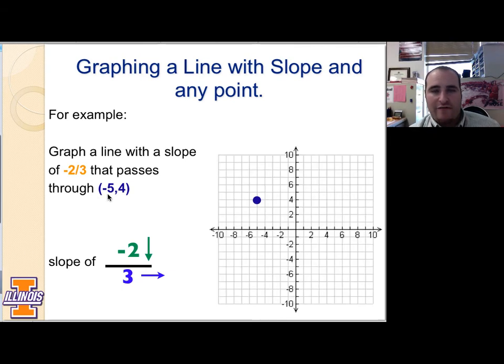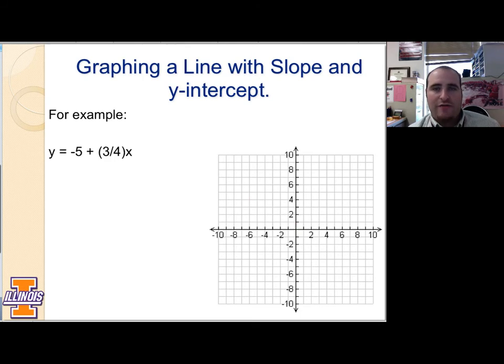We start off by graphing the point negative 5, 4, which is shown here in blue. And from there I go down 2 spaces, and then I'm going to travel to the right 3 and draw my second point. Now I've got 2 dots, so I can connect those 2 with a line using my ruler. So to reiterate, I always start with my point, and then from that point, my slope tells me where to go to get to my second point, which at that point, I have 2 points I can graph the line.